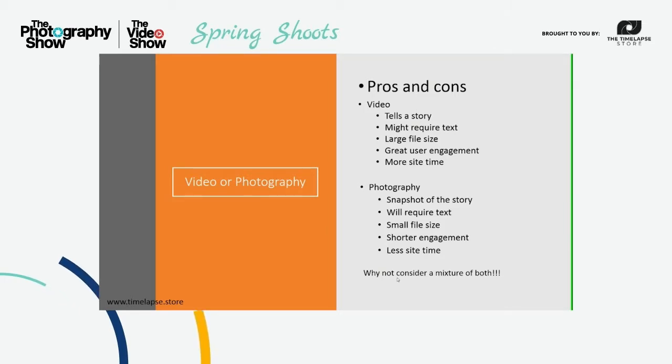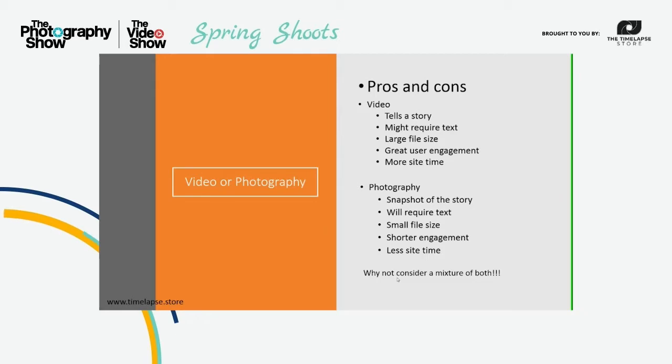Whereas photography offers a single snapshot of an element of the story. It will require some text, probably more so than video. It will require an introduction. As it's a single snapshot, potentially, it has a very small file size and therefore has a shorter engagement. You may need a number of snapshots to make it work. But the benefit is that you spend less time on site capturing those snapshots. There is no answer to this. There is no absolute optimum. So why not consider a mixture of both? A good website has a mixture of media, video, images, good quality text, and great graphics.